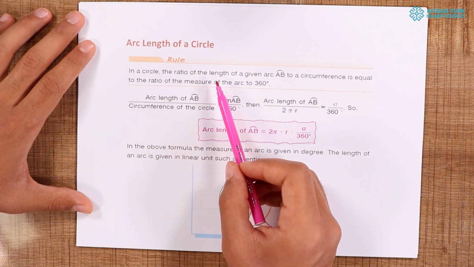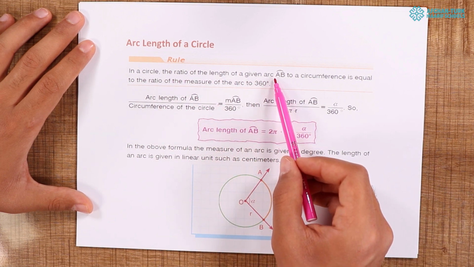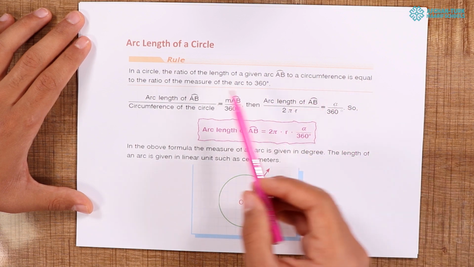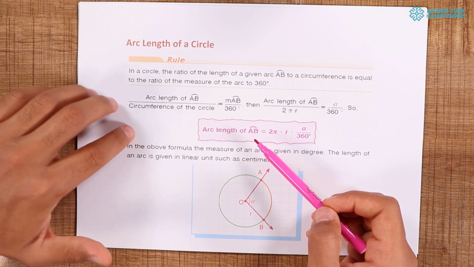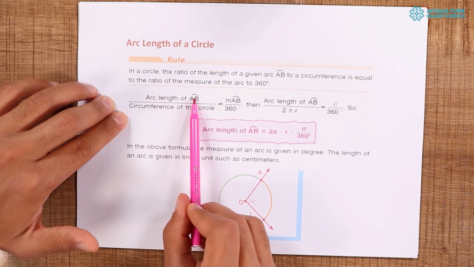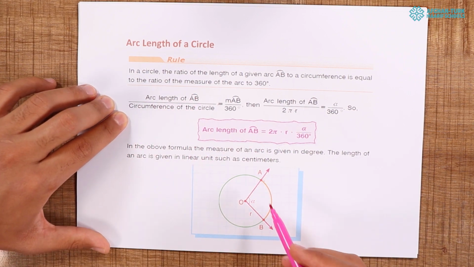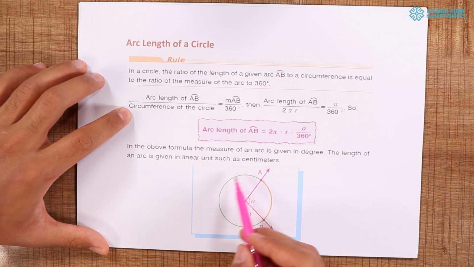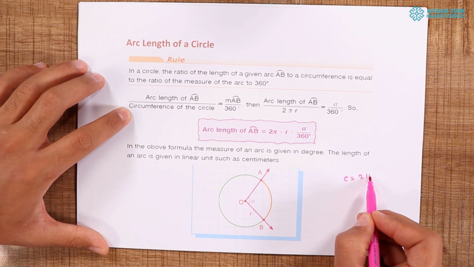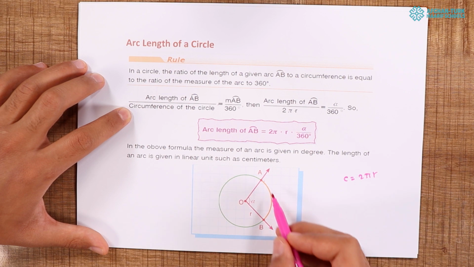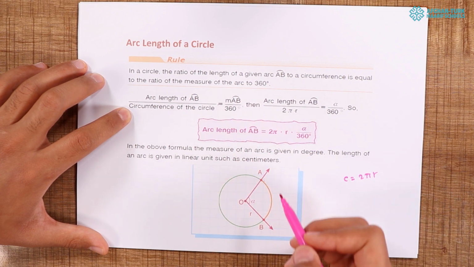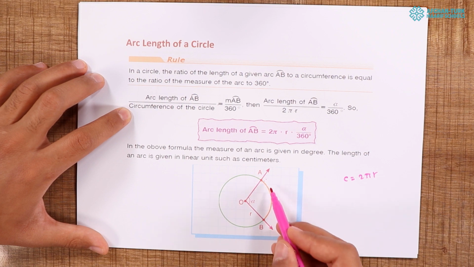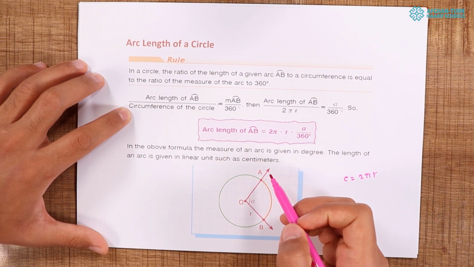In a circle, the ratio of the length of a given arc AB to the circumference is equal to the ratio of the measure of the arc to 360 degrees. It means if we divide the arc length of AB over the circumference of the circle, what was the circumference? It is equal to 2 pi r. It means the circumference of the circle is equal to the measure of AB, the degree of arc AB, over 360 degrees.